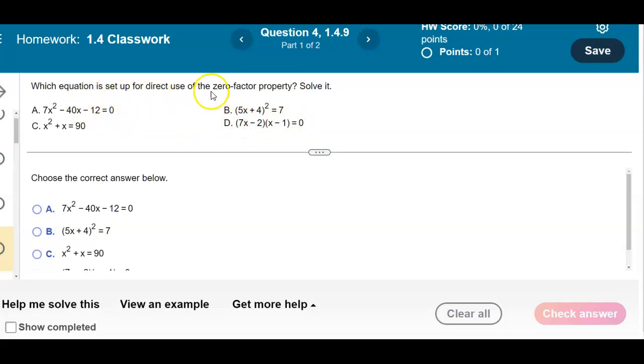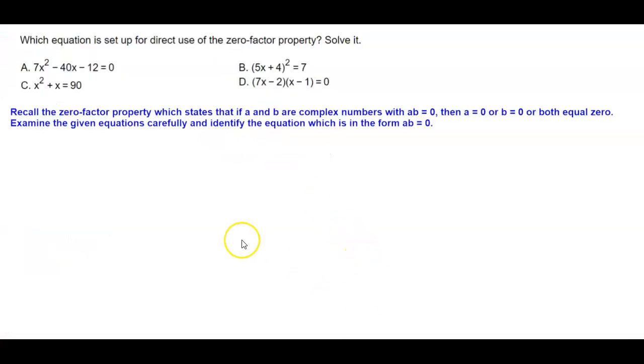Now, if you hear it says zero factor property, well, as soon as you see that particular term, 0 is what we need to be concerned with. Well, you can see here that A and B and D have it equal to 0. So now we need to decide between these two. Now it says factor. Now, is A in factored form or is D in factored form? Well, let's take a look at the definition.